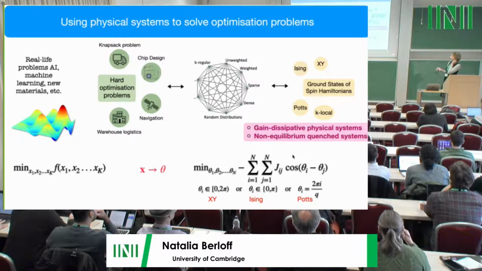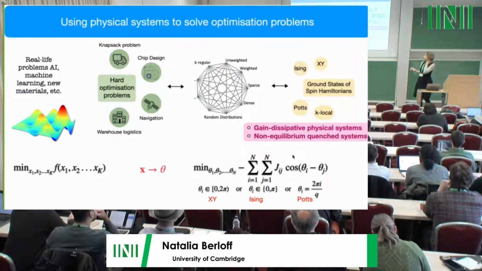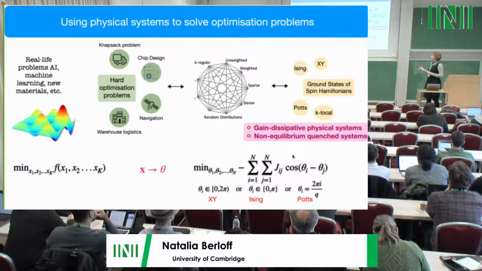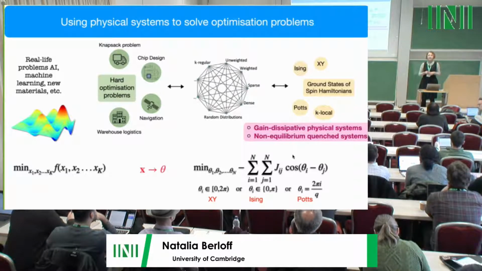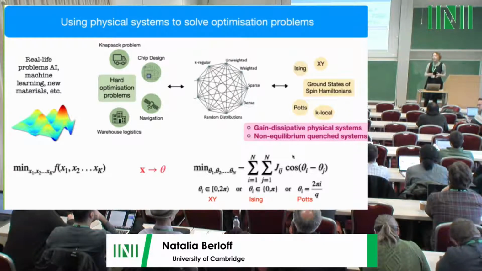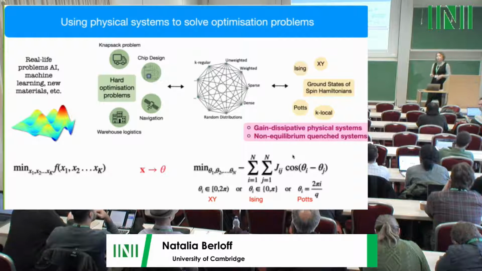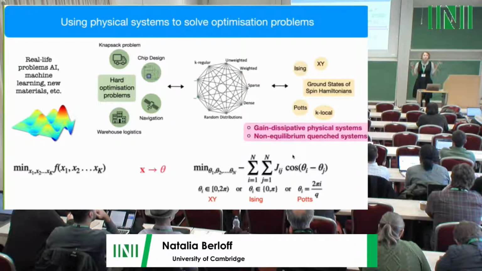And this is a mathematically rigorous statement: usually all optimization problems, even NP-hard optimization problems, can be mapped onto minimizing universal spin Hamiltonians: classical Ising Hamiltonian, classical XY, K-local, Potts, etc. And you can do it with a polynomial overhead. So you're going to change the number of variables, but not dramatically, only polynomially, not exponentially.